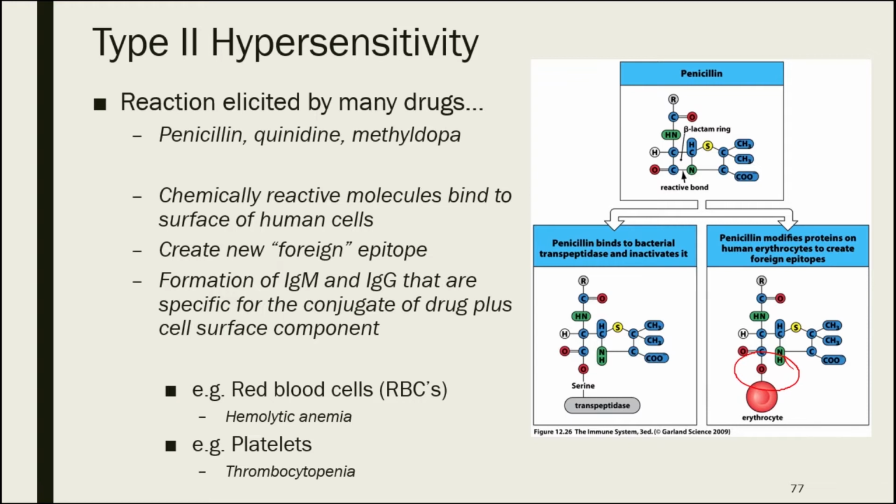Your epitope is changed. In that case, it will be recognized, eventually leading to formation of IgM and IgG that are specific for the conjugated drug plus some of the self component, and leading to detrimental effects such as hemolytic anemia. If it is on the platelet, it would be thrombocytopenia. So basically, your red blood cells and platelets will be destroyed by your immune system because of this foreign epitope there.